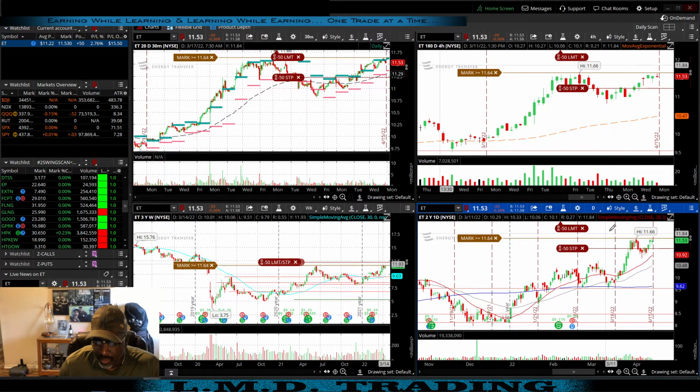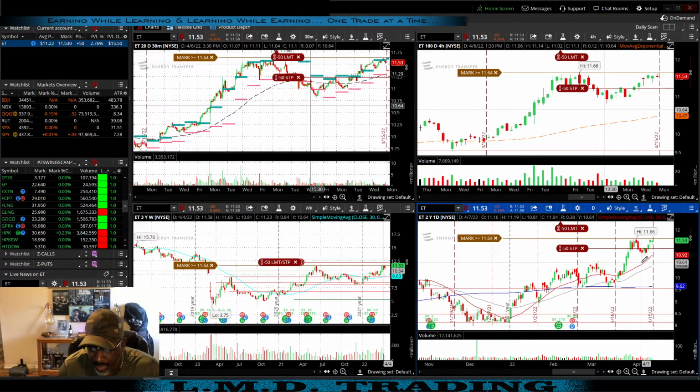So this was a nice clean pullback, and now I want confirmation. This is what I call my pullback and confirmation trade. So this pulled back. Confirmation will be when the next candle breaks the high of the previous candle. So I put an order in the system.